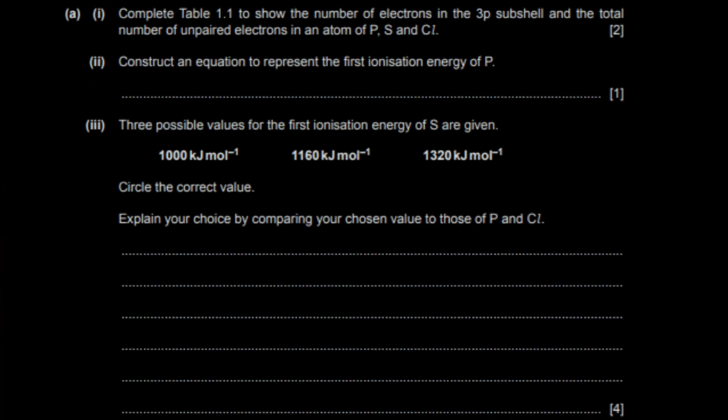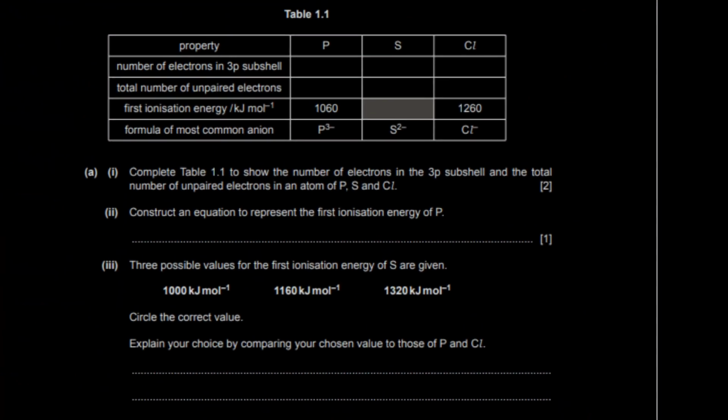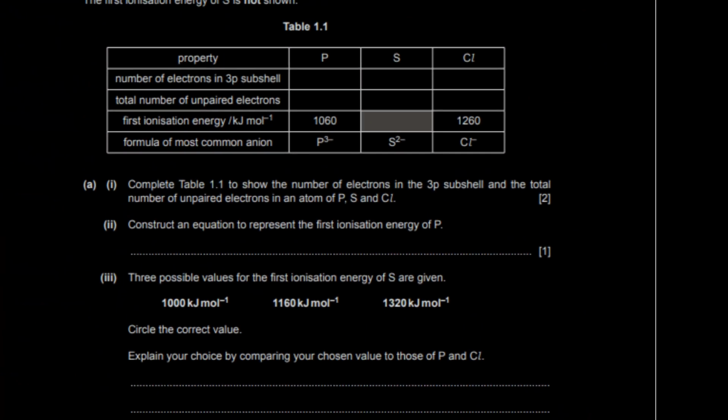So it says construct an equation to represent the first ionization energy of phosphorus. First of all, let's do that. So for phosphorus, it's the first ionization energy. So P gas goes into P+ gas, and that gives me electrons. It's not necessary that you write 1, but always write the sign on the electron.